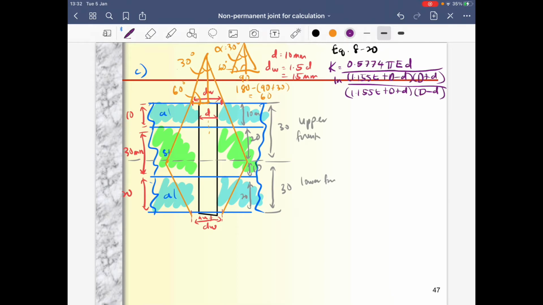0.57. So what is actually the uppercase D, and then small d? What is D and what is small d? Okay, so we have to understand this equation first. So small d is actually the bolt diameter, that is 10 mm, right? Maintain the bolt diameter, but D changes.